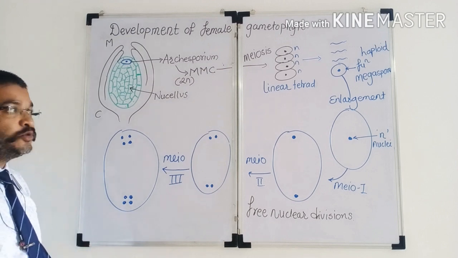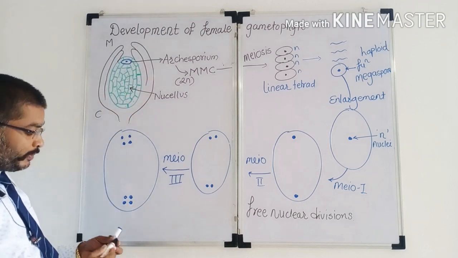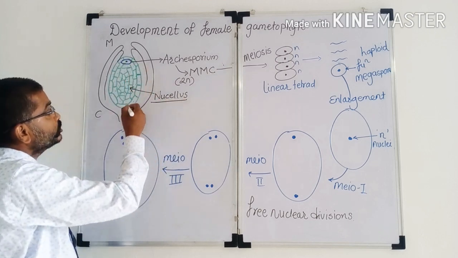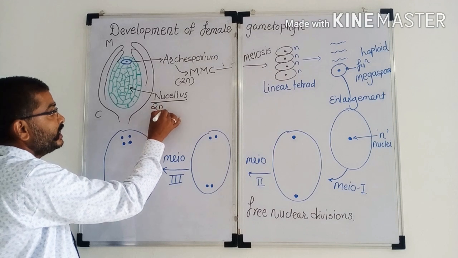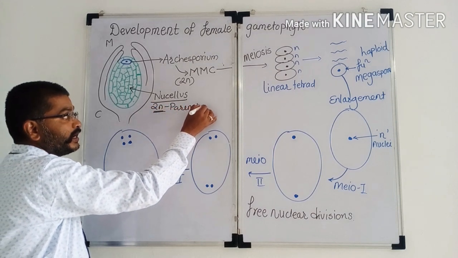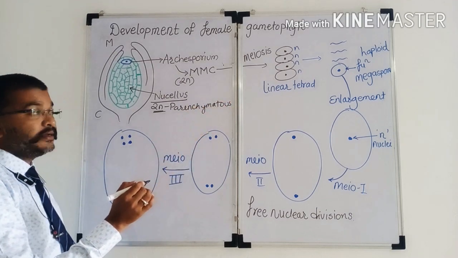The body mainly consists of two parts. One central prominent portion is the nucellus, which is made up of diploid parenchymatous cells. Here is the nucellus, shown in green color. So what is the nucellus? Nucellus is diploid in nature and it is made up of parenchymatous cells. It is made up of parenchyma.